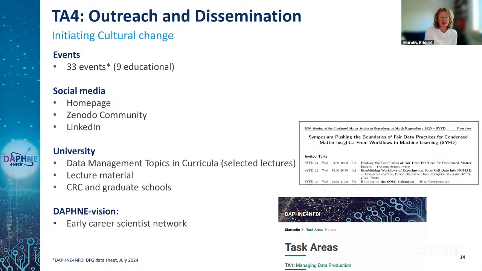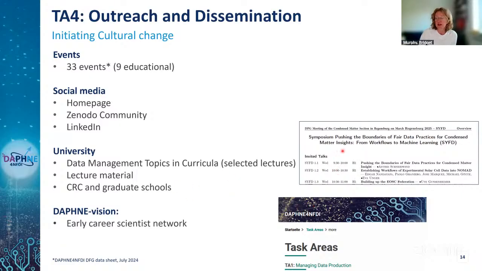And additionally, we have our DAPHNE Vision Group, and this is an early career scientist network where the young scientists can meet together and also consider how they would get access to high quality careers, building on their experience in DAPHNE. We have many task area meetings in person and reaching out into the community.